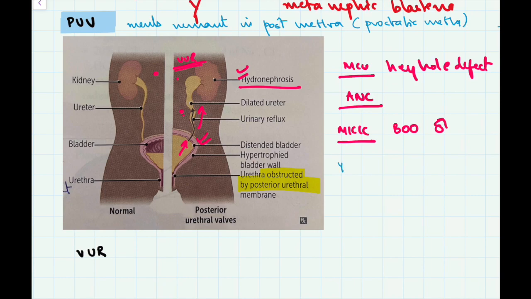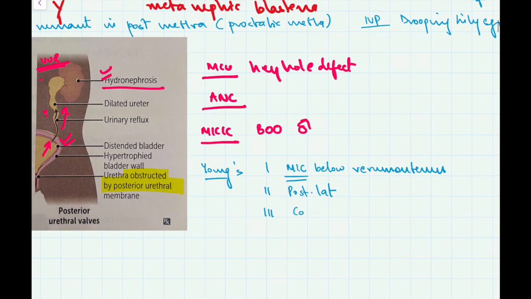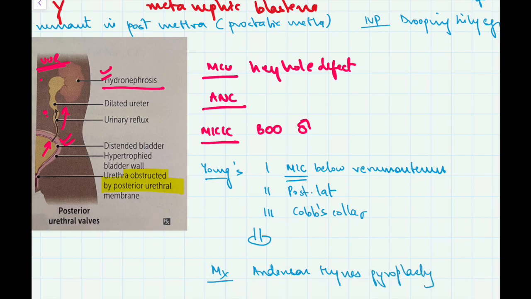So, for posterior urethral valve, Young's classification is there, which divides it into three types. First is the most common, where the membrane is present below the verumontanum, right. Second is posterolateral position of the valve, and third is a Cobb's collar. That means that the valve is circumferentially surrounding the urethra. For management, the surgery is Anderson-Hynes pyeloplasty with the Boari flap repair.